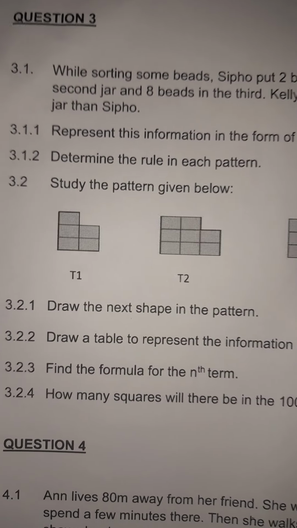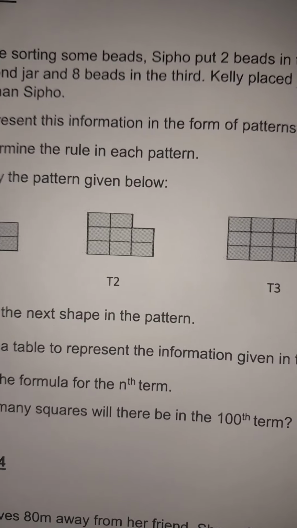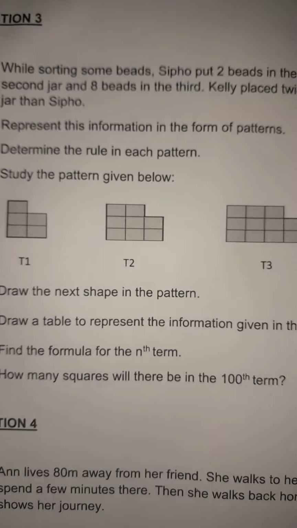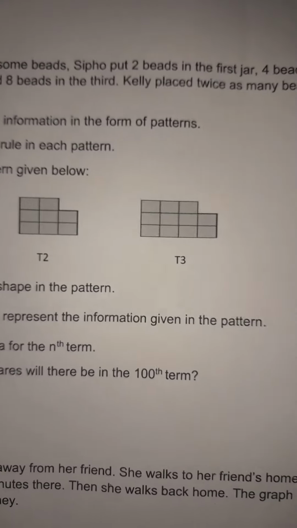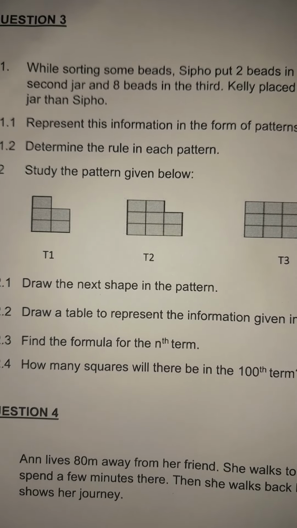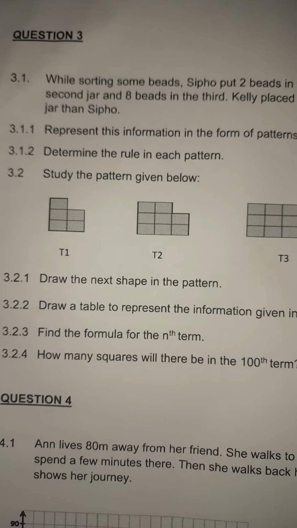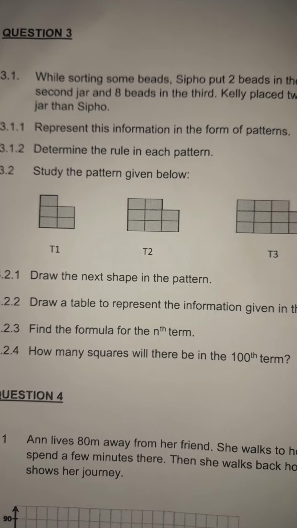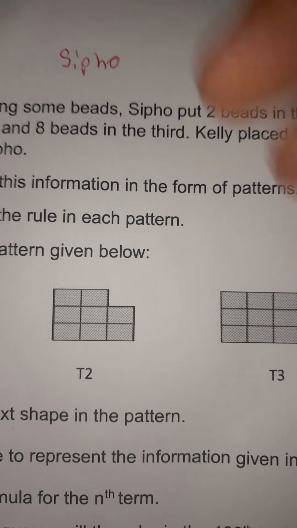Well, at question 3, we are told at 3.1, while sorting some beads, Sipho put 2 beads in the first jar and 4 beads in the second jar and 8 beads in the third. Kelly placed twice as many beads in each jar than Sipho. What matters here is for you to analyze the situation. Let's start with Sipho.